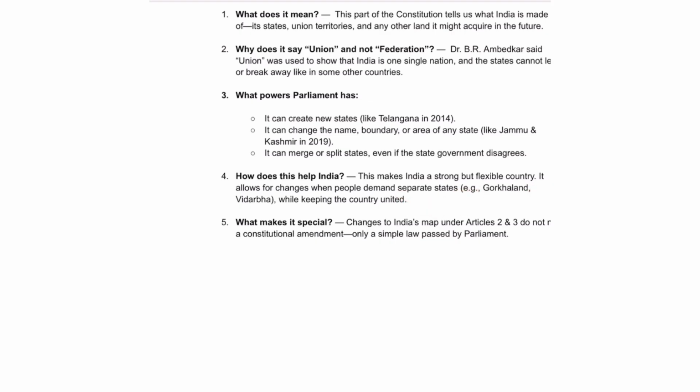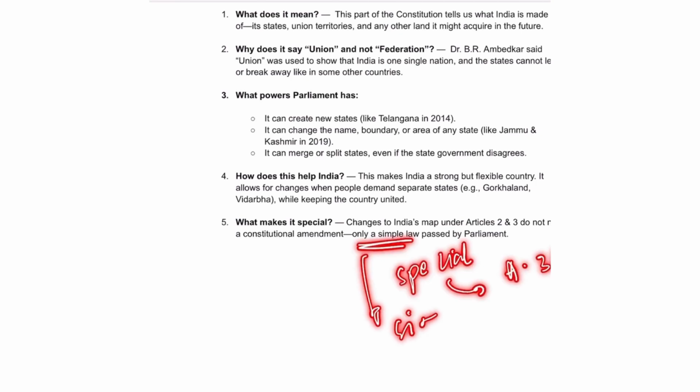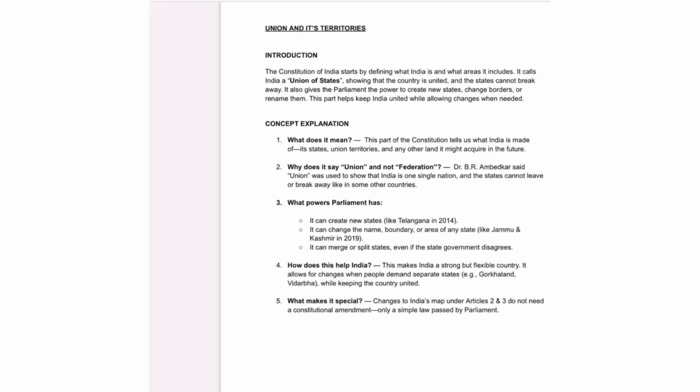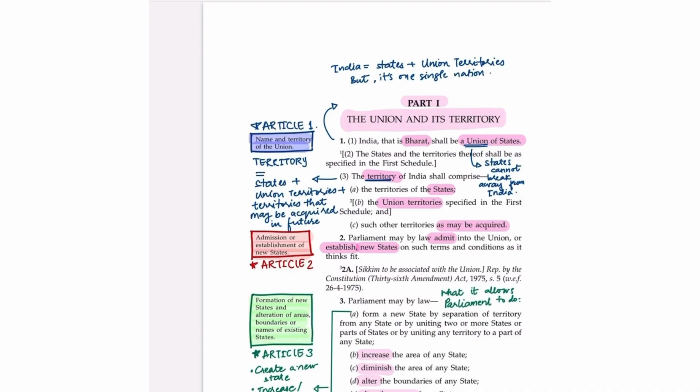Okay, but what makes it more special is that changes to the maps under articles 2 and 3 do not need a constitutional amendment. That means they don't need a special majority under article 368. They only need a simple law with simple majority. Okay, we will understand the majority concept further when we go further in our syllabus, but right now you just remember this. Okay. Now let us understand the Constitution part 1, which deals with article 1, 2, 3 and 4.